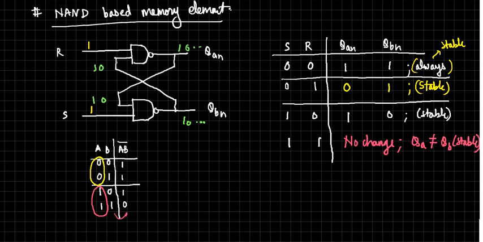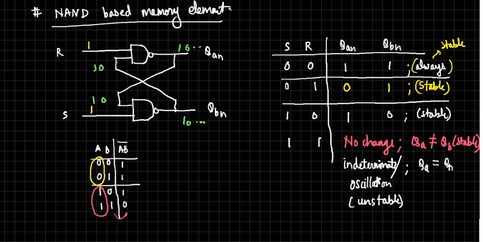So oscillations, or unstable, or indeterminate state. That is unstable. Unstable in the sense the output doesn't remain constant. When, tell me, QA, and we should always avoid this situation.